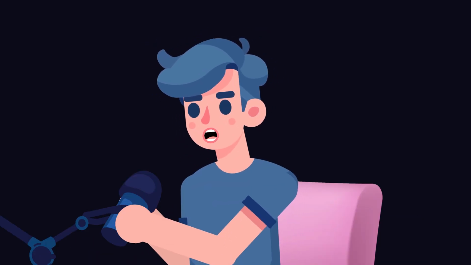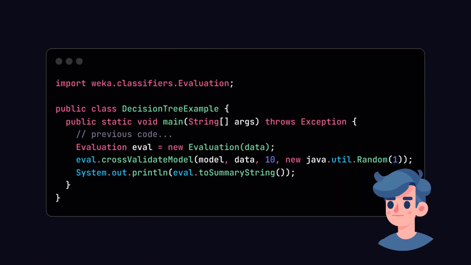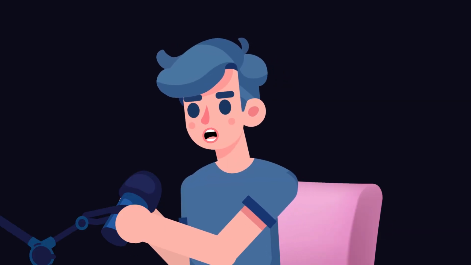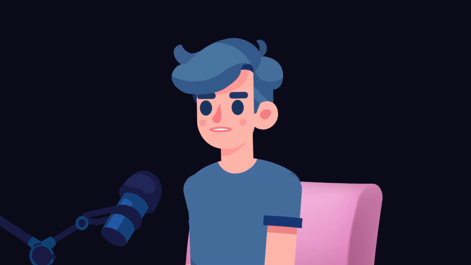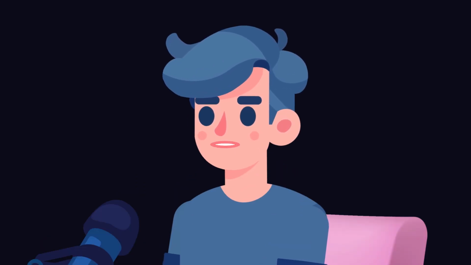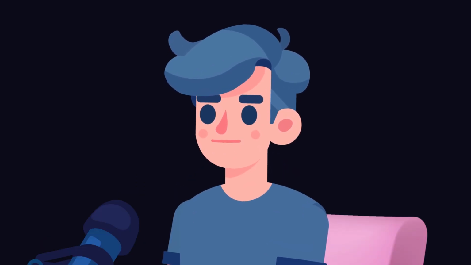Now we can evaluate our model on some test data. To evaluate our model, we can use cross-validation, which helps us assess how our model performs on unseen data. Weka has built-in functions for this. The cross-validate model method performs a 10-fold cross-validation. It divides the dataset into 10 parts, trains the model on 9 parts, and tests on the last part repeatedly. This gives a good estimate of the model's performance.